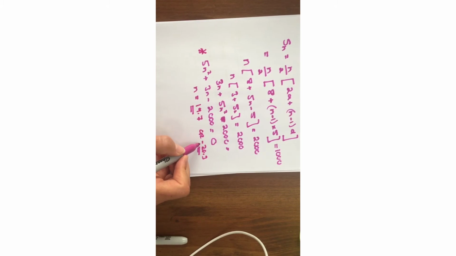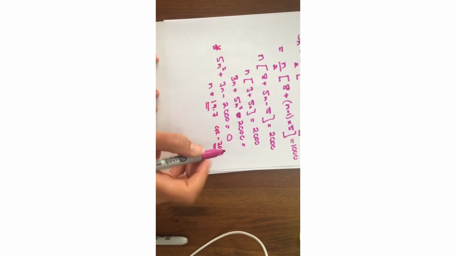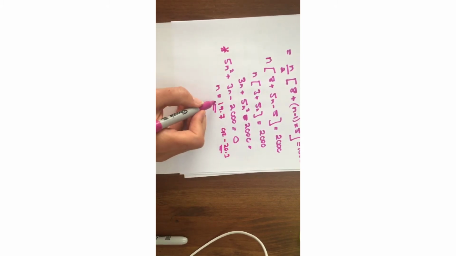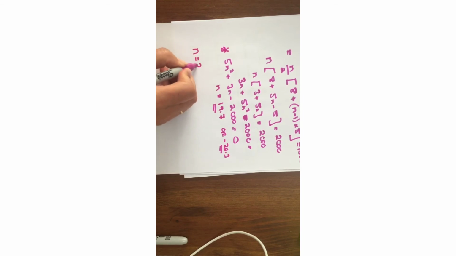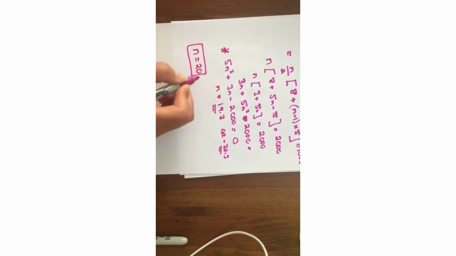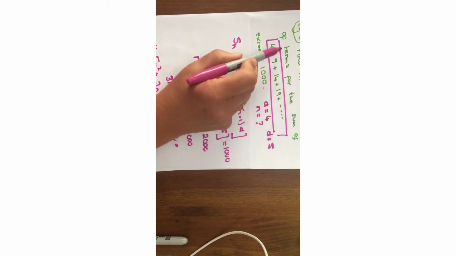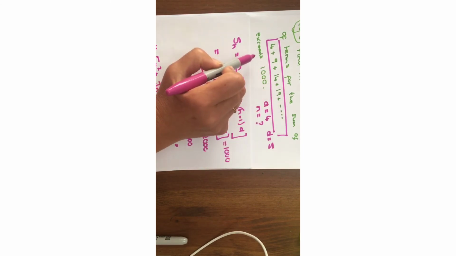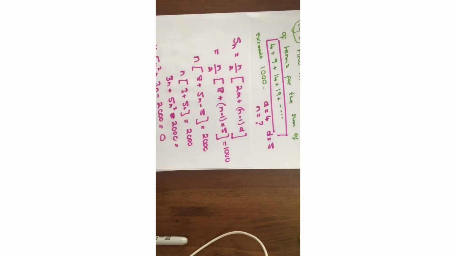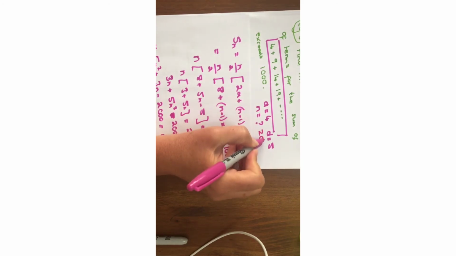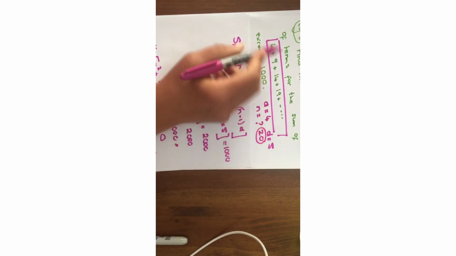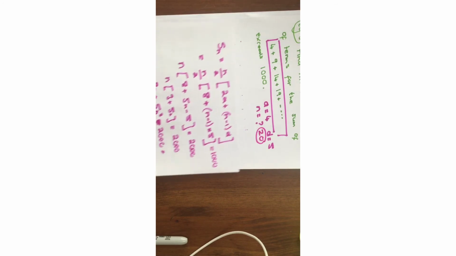Okay, now n can't be negative because it's the number of terms. So if n is 19, my sum is going to be less than 1,000. So if n is 20, that's going to be bigger than 1,000. So go back to the question: find the least number of terms for the sum to be bigger than 1,000. So my answer will be 20. It will give me a sum bigger than 1,000.